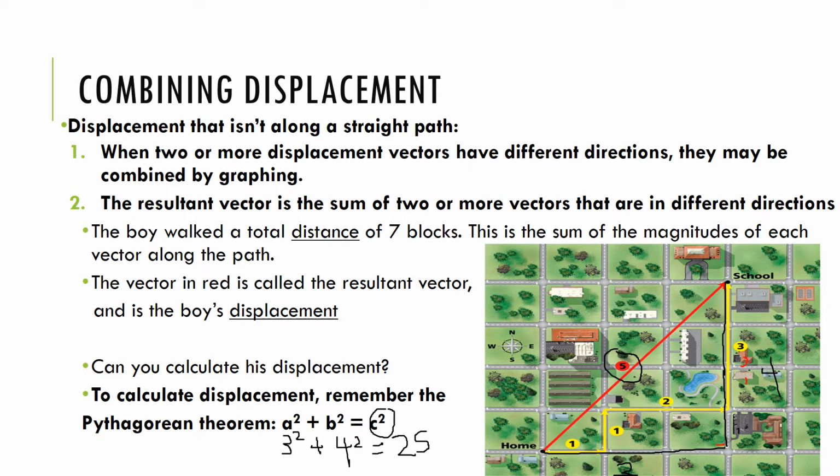So anytime, and all you really need to write down for question number 7 is the Pythagorean theorem, because anytime your distance doesn't travel in a straight line, you can figure out displacement by solving it this way.